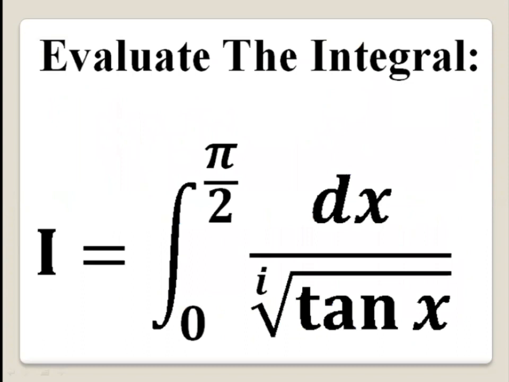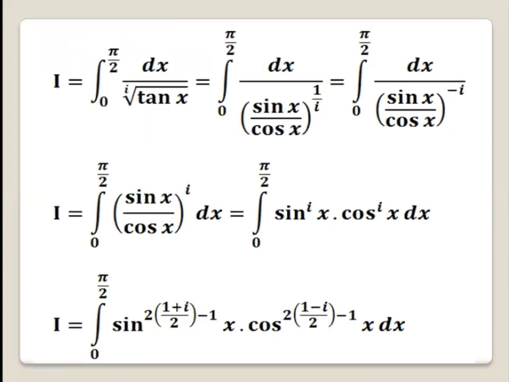Hi everyone, let's evaluate the integral I equals the integral from 0 to pi over 2 of dx over the ith root of tangent x, where i is the imaginary number, i squared equals minus 1. So first of all, the ith root is 1 over i, so the power is 1 over i, and tangent x is sine x over cosine x.